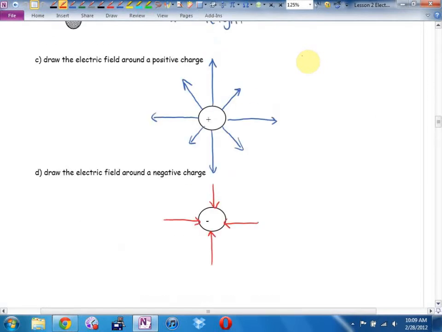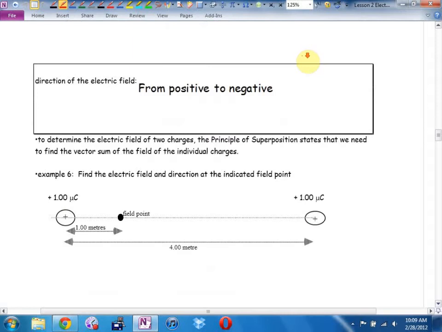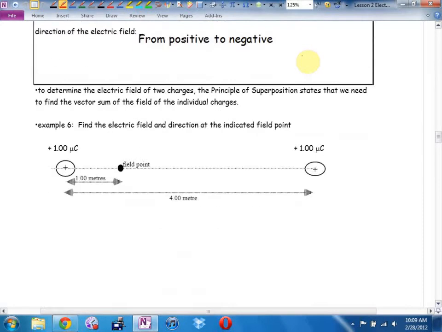We said we represent electric fields with lines. Arrows tell you the direction of the field. And we left off right here. You ready? I like example 6. Example 6, I guarantee, is going to be on your test.